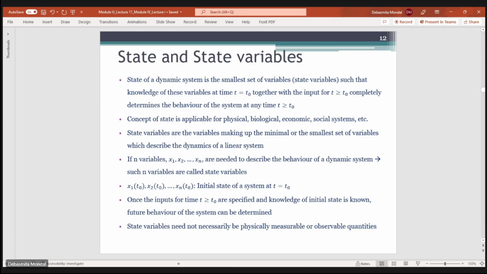Another thing is that these state variables, x1 to xn, are not always physically measurable or observable quantities. You can assign a state variable which is not physically measurable. If you have a circuit consisting of resistance, capacitance and inductance, mostly we measure either the voltage or the current, but it is not necessary that only the current and voltage have to be the state variables. State variables can be non-observable or non-measurable quantities also.